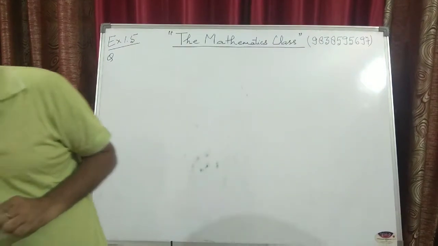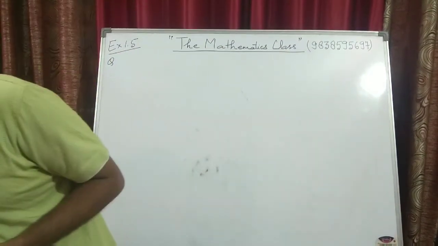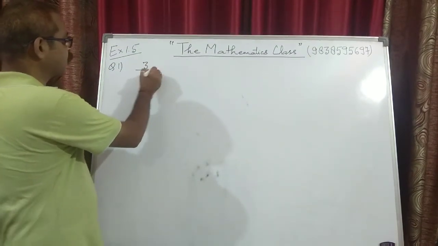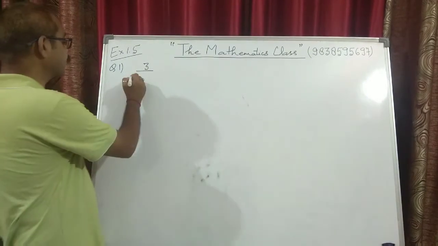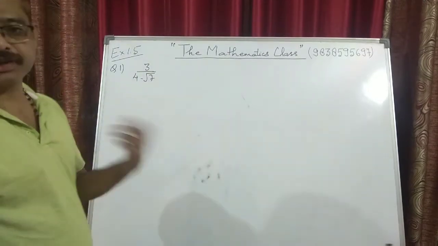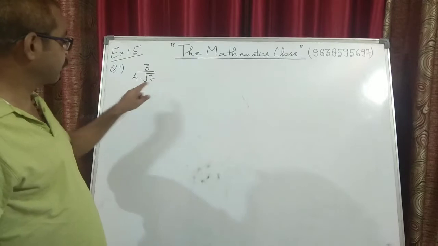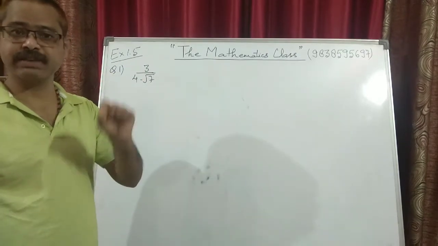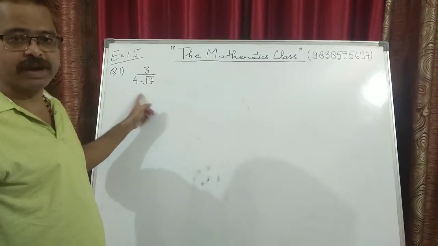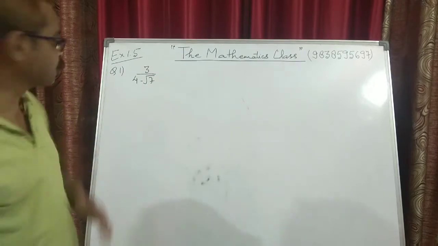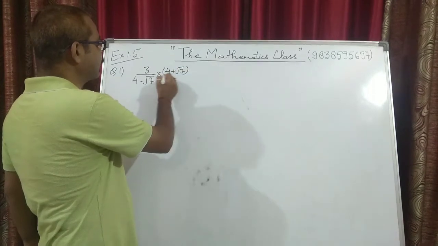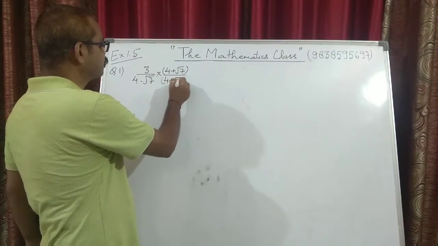So the first question is rationalize the denominator. Suppose the question is 3 upon 4 minus root 7, and the question is rationalize the denominator. So you all know that we will be multiplying by the rationalizing factor or conjugate. What will be the rationalizing factor of the denominator? If it is 4 minus root 7, it will be 4 plus root 7. So we will be multiplying by 4 plus root 7 and 4 plus root 7.